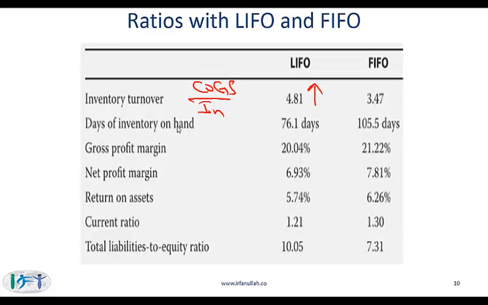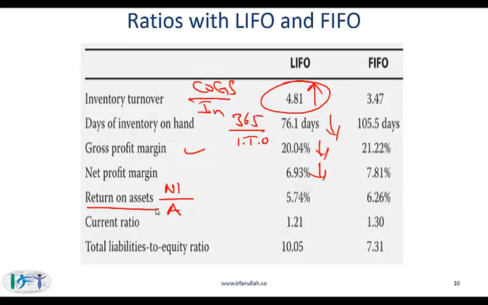Days of inventory on hand. If you remember from level 1, and if you look at the formulas at the start of FRA, this is 365 over inventory turnover. So if you have a high turnover number, then the days of inventory will be lower. Gross profit margin we've also talked about earlier. The LIFO gross profit margin is going to be lower relative to the FIFO number. What about net profit margin? This is also going to be lower because the profit is lower. The sales number is going to be the same.